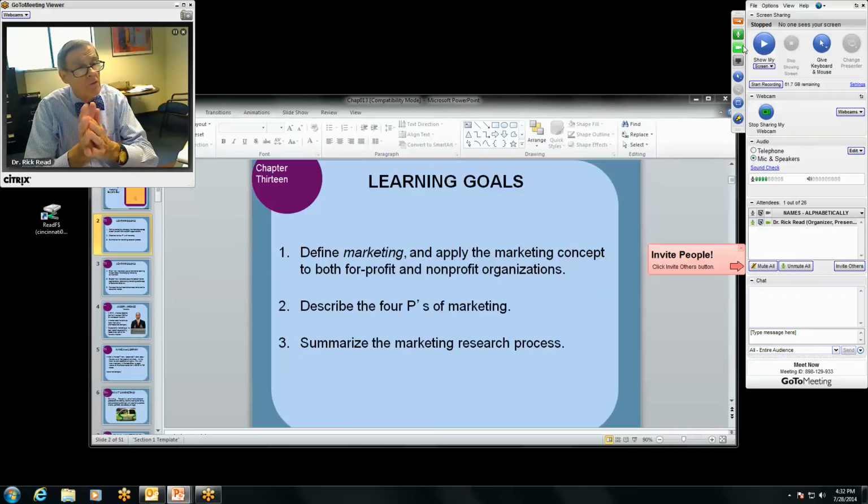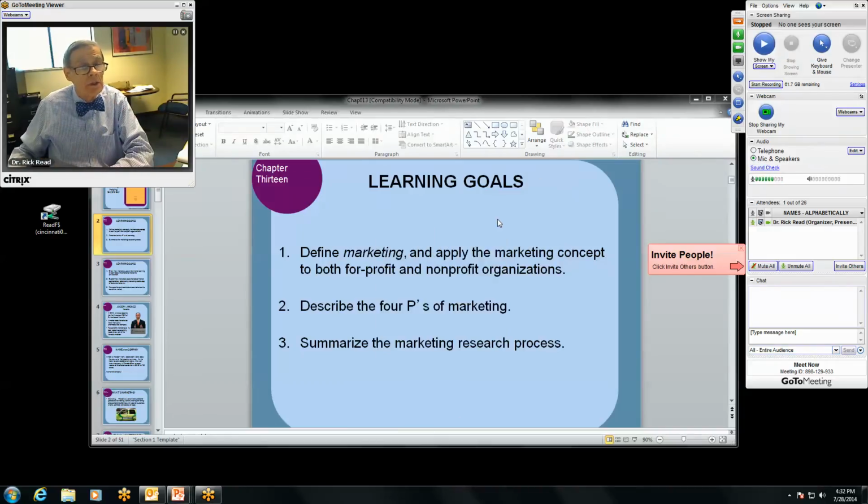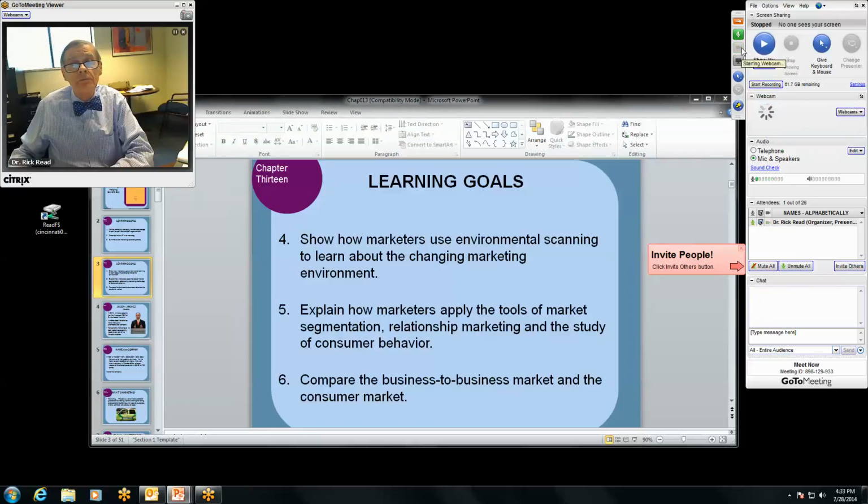We'll describe the 4 P's of marketing. We'll summarize the marketing research process. Very, very important when you're doing any type of marketing. Then we'll show how marketers use environmental scanning to learn about the changing marketing environment. Something that has to be done all the time because the market does change. People's needs and wants change constantly.